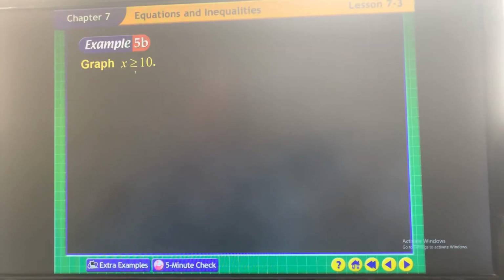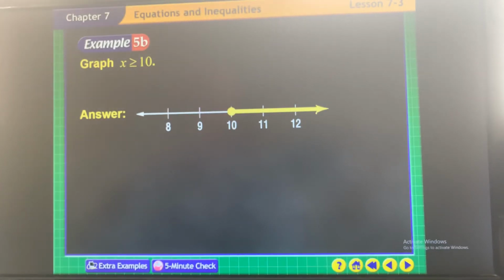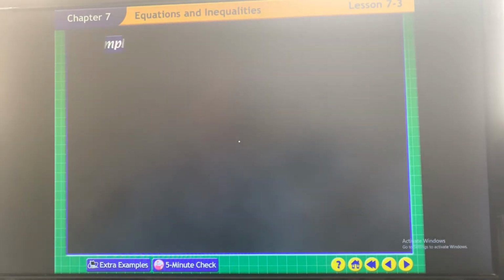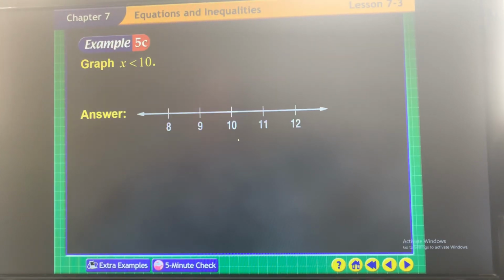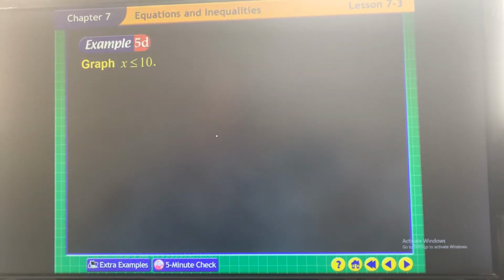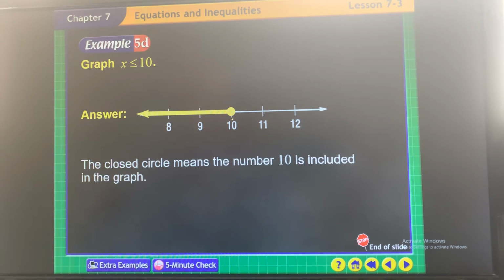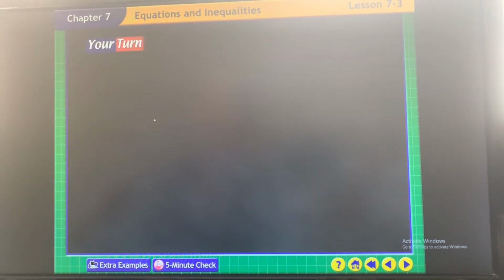X is everything greater than or equal to 10 means I include 10, so I color that circle in, and then it's everything to the right because it's greater than. X is less than 10, goes left because left is less, and it excludes 10, so it's open. And then this one is going to head left, but it includes 10 because it has the equal sign.